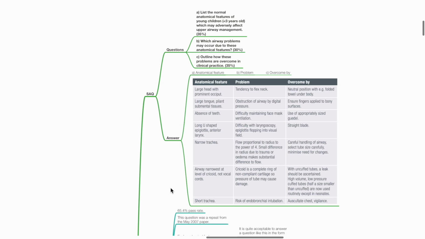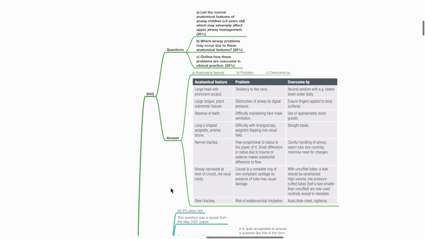Absence of teeth leads to difficulty in maintaining face mask ventilation. This is overcome by use of an appropriately sized guedel airway. Next anatomical feature is long U-shaped epiglottis and anterior larynx. This leads to difficulty with laryngoscopy, with the epiglottis flopping into the visual field. This is overcome by using a straight blade.